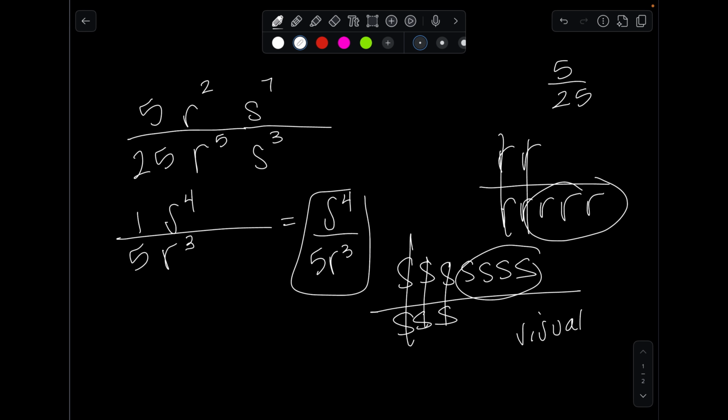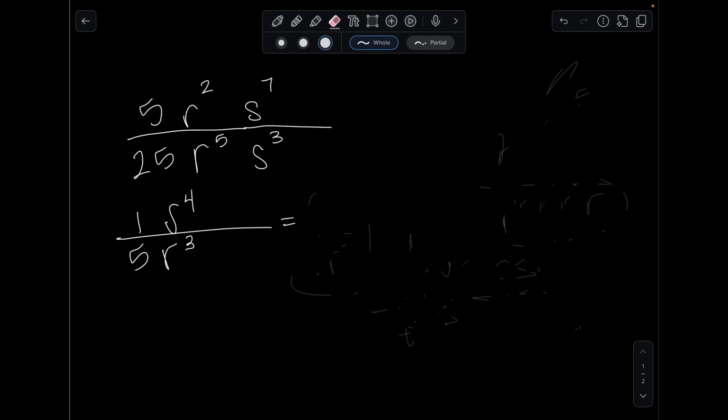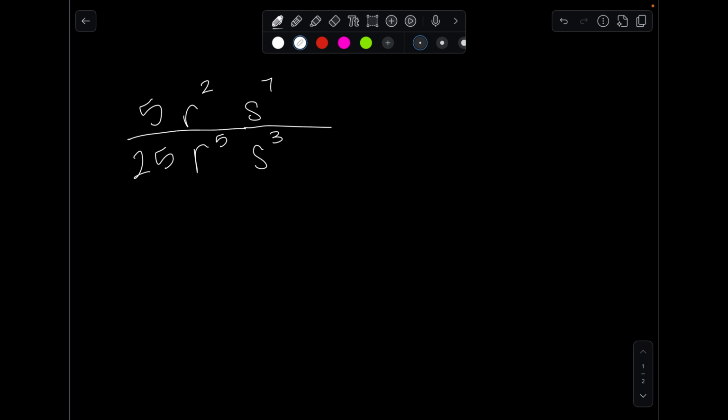Now, that's one way. That's not really the best way. I want you to show it mathematically. Here's another way, okay? So 5 divided by 25, show your work there. That's 1/5, right?